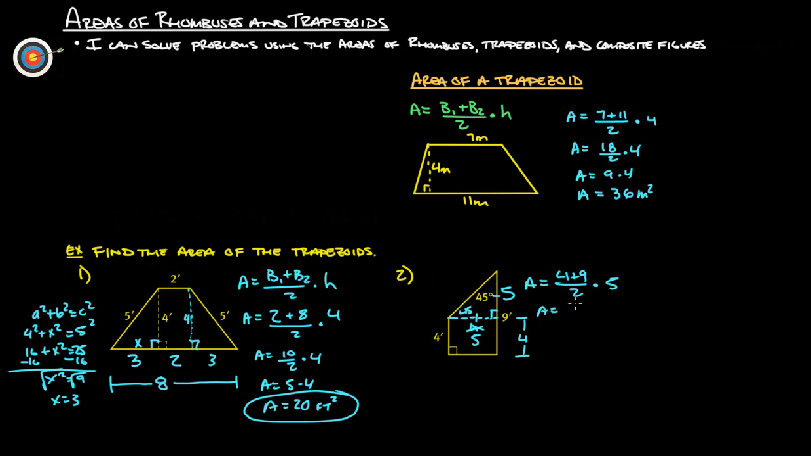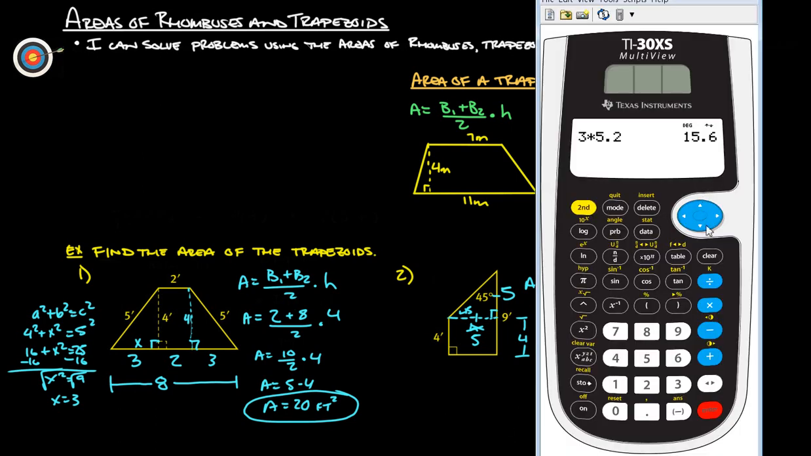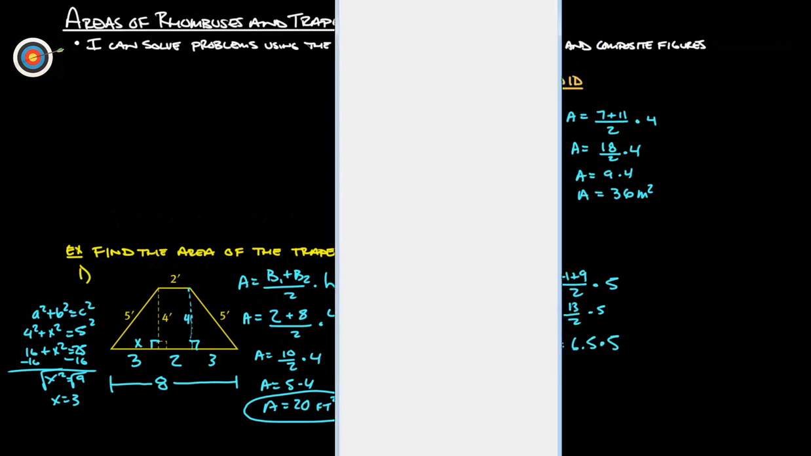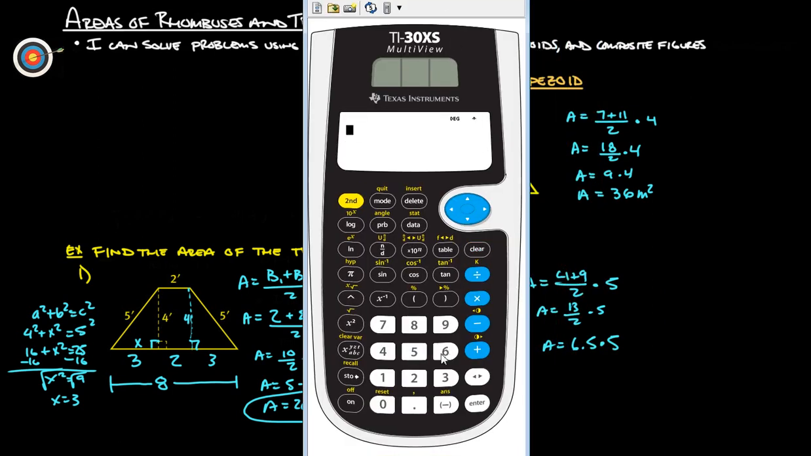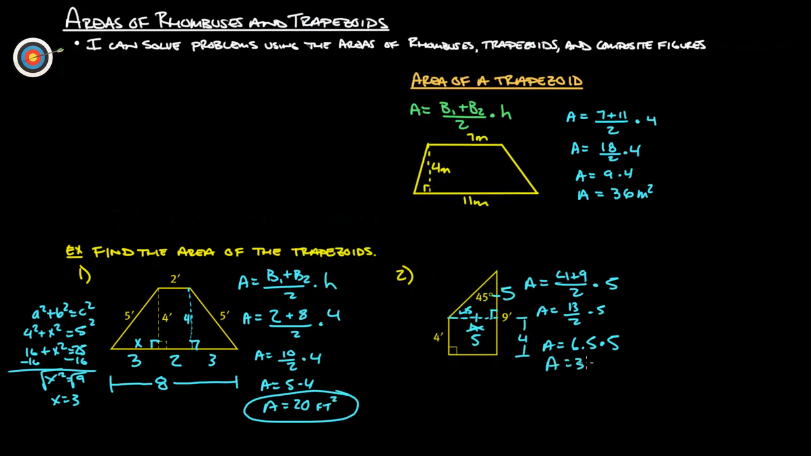So the area is going to equal 4 plus 9 is 13, divided by 2, times 5. So half of 13 is 6.5 times 5. So let's do that. 6.5 times 5 gives us 32.5 feet squared. Okay?